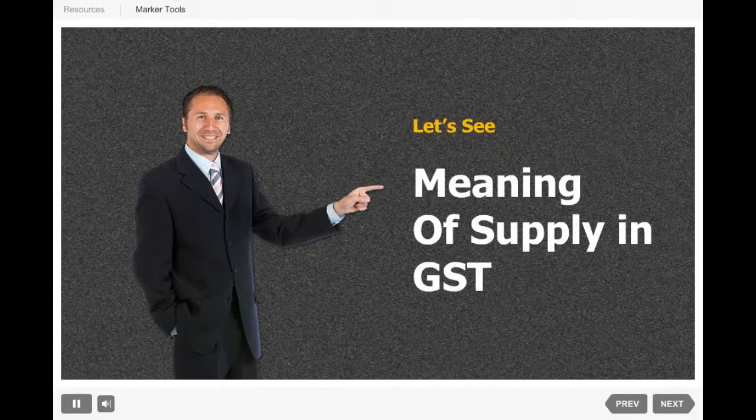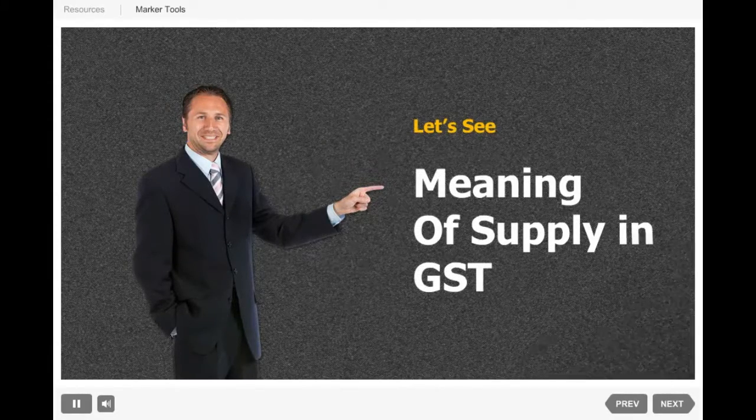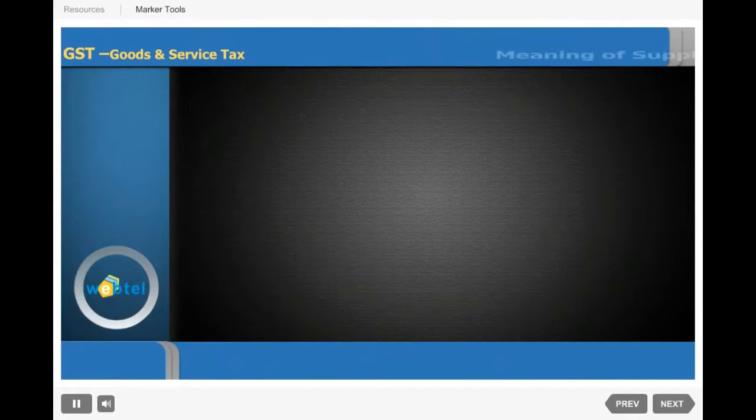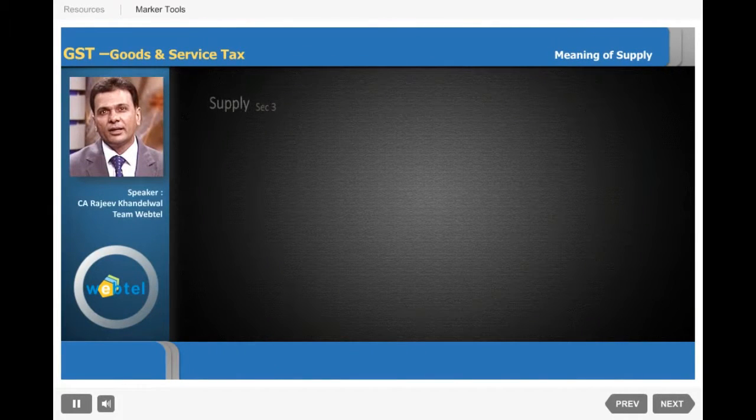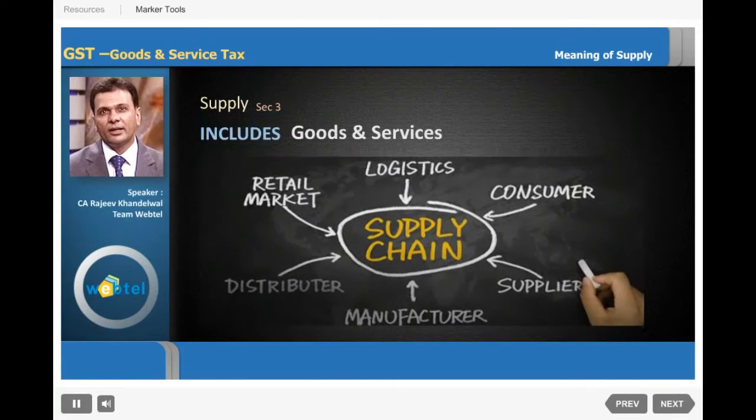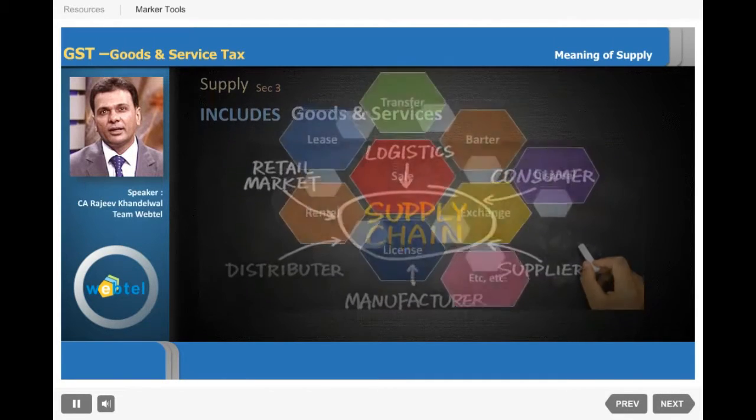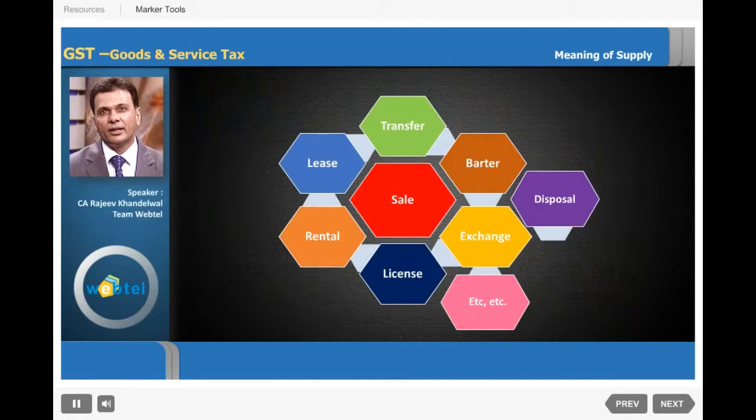Let's see. Meaning of supply in GST. Supply includes all forms of supply of goods and services, such as, they have defined, sale, transfer, barter, disposal, exchange, license, rental, lease, etc. Besides these, anything else is also included, because they have said that supply includes these things, such as. So even other things which are not covered here will be deemed as supply.